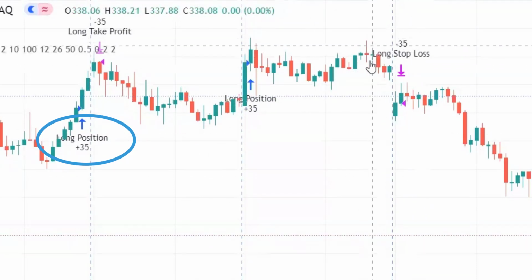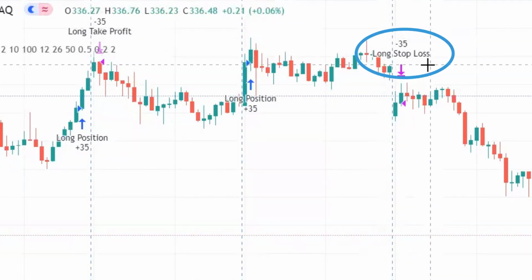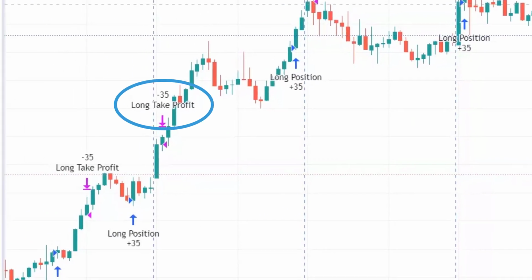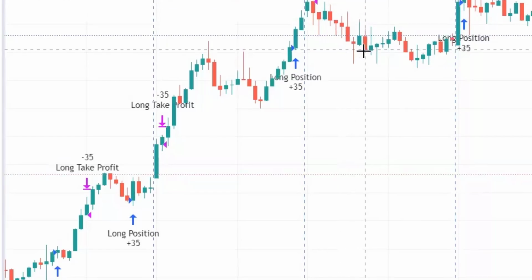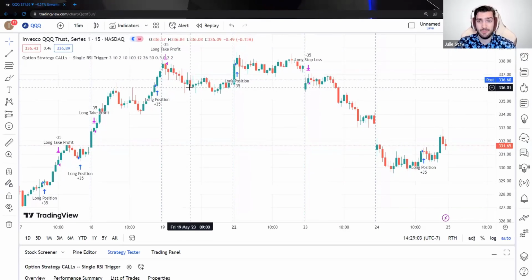We can sell on a stop loss because the price fell below what we're comfortable with, or we have a take profit where the price went above, where we say, you know what, we're happy with what we made, we're going to get out while we're ahead. These levels can be customized.